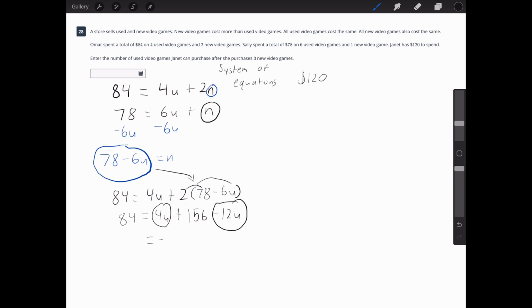We get negative 8u plus 156, and that's all equal to 84. And we continue to solve. Subtract 156, subtract 156. Right here, when you subtract that, you can just check your work by doing 84 minus 156. You get negative 72.